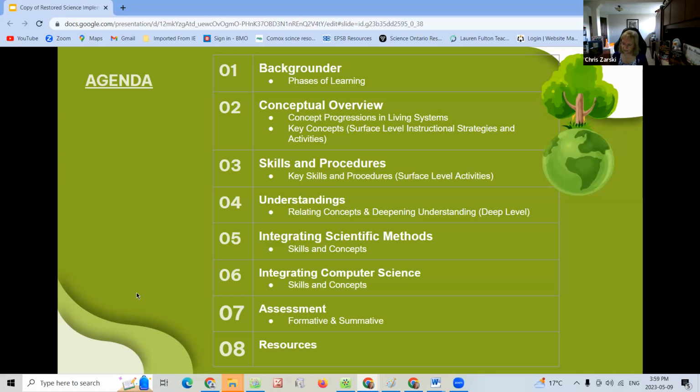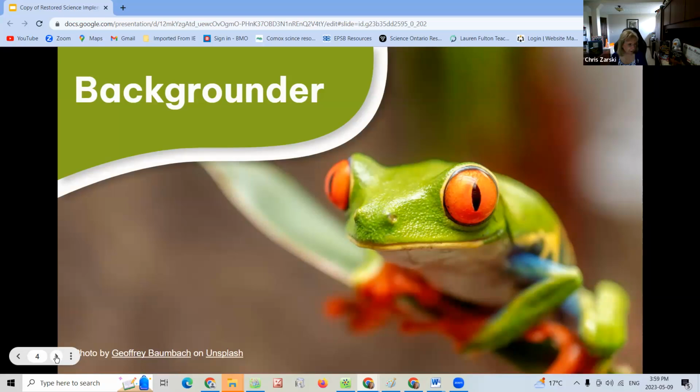And then once I've got that surface level fact piece done, how do I get them to think deeply about that knowledge? So it progresses its way down from 1 to 8. And that's what we're going to do with you today. So I'm going to turn it over to Ted, and he's going to talk a little bit about the backgrounder.